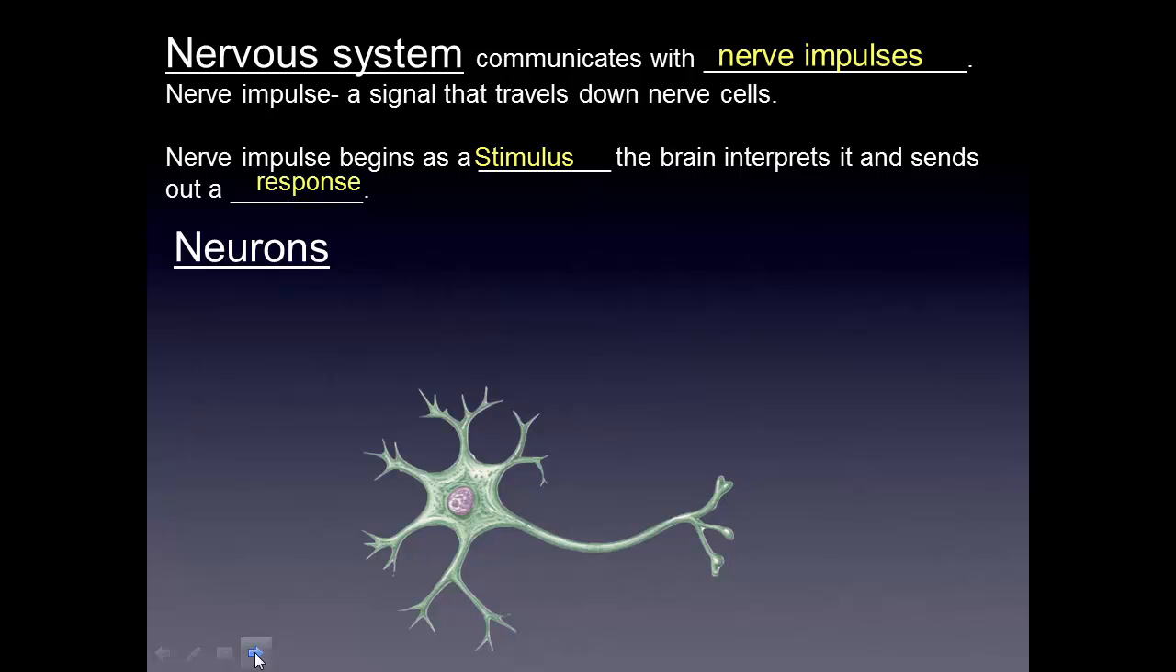So we're going to talk about the parts of a neuron. Okay? This is one single cell. It may look a lot different from the usual animal cells that we studied back at the beginning of the year, but this is a cell. It's just a specialized type of cell called a neuron. And its job is to receive a signal, a nerve impulse, and then send that nerve impulse along.